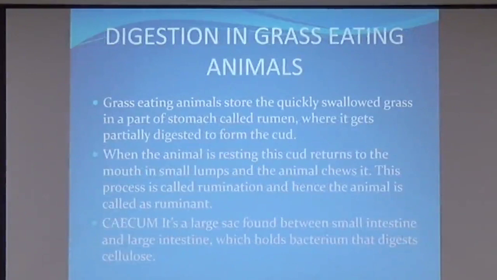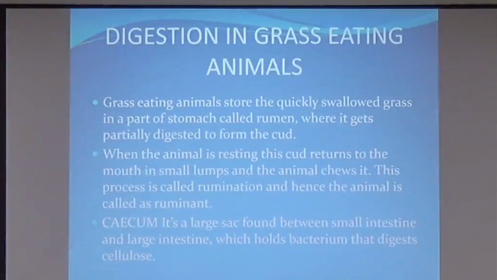Now, let us see digestion in grass-eating animals. How does it happen? Grass-eating animals store the quickly swallowed grass in a part of the stomach called the rumen, where it gets partially digested to form the cud. And when the animal is resting, this cud returns to the mouth in small lumps, and the animal again chews it. This process is called rumination, and hence the animal is called a ruminant.